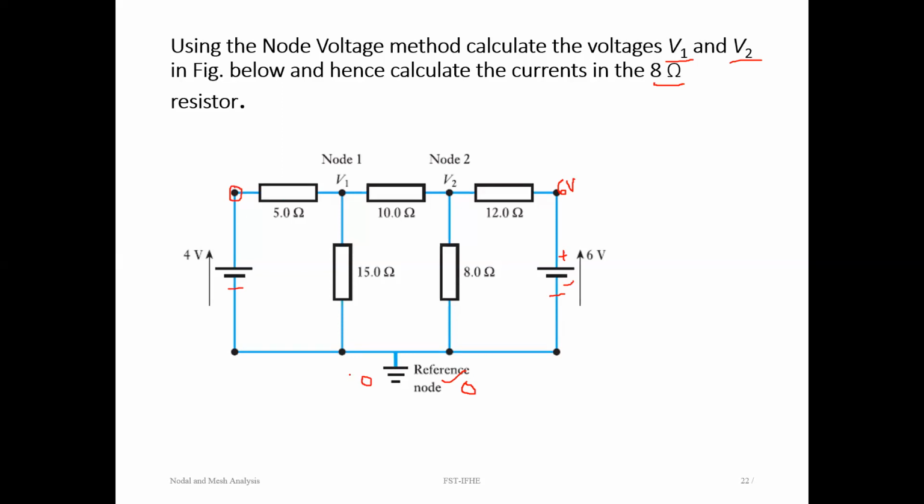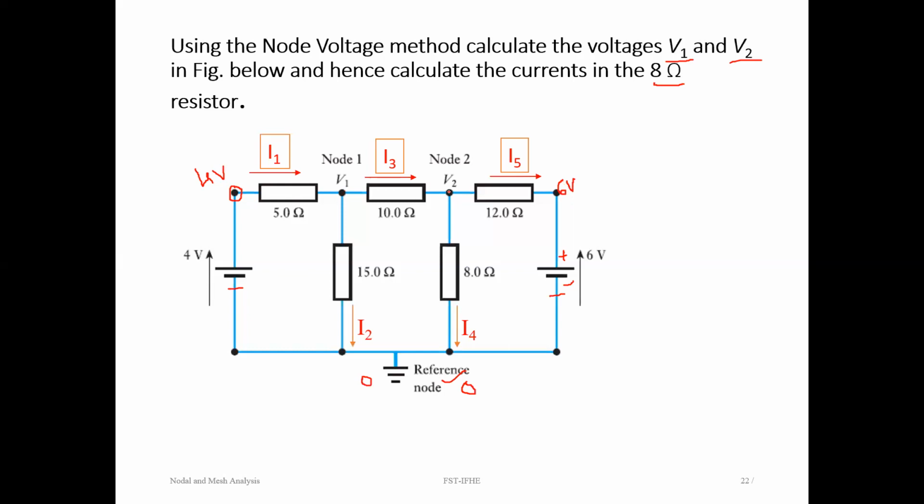So what is the voltage rise when you go from 0 to this point? The node voltage will be 4 volts. So no need to solve any circuit or any equation by this. By observation itself, we can say this node potential is 4 volts. This node potential is 6 volts. So now unknowns are V1, V2. We require two equations to solve two unknowns.